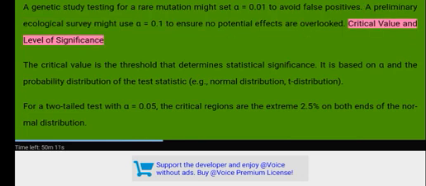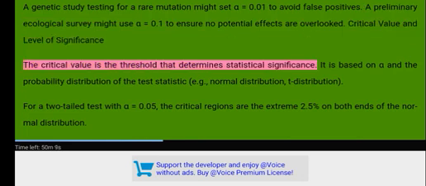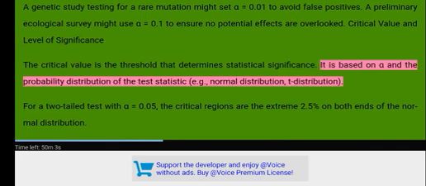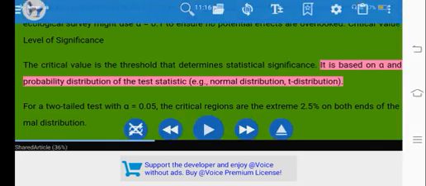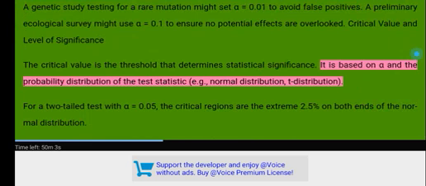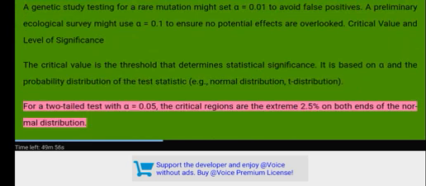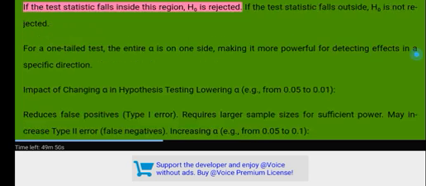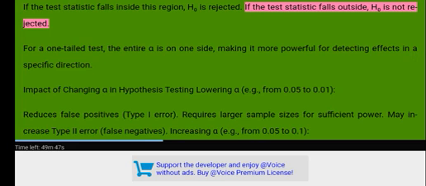Critical value and level of significance. The critical value is the threshold that determines statistical significance. It is based on alpha and the probability distribution of the test statistic, e.g., normal distribution, t-distribution. For a two-tailed test with alpha equals 0.05, the critical regions are the extreme 2.5% on both ends of the normal distribution. If the test statistic falls inside this region, H₀ is rejected. If the test statistic falls outside, H₀ is not rejected.